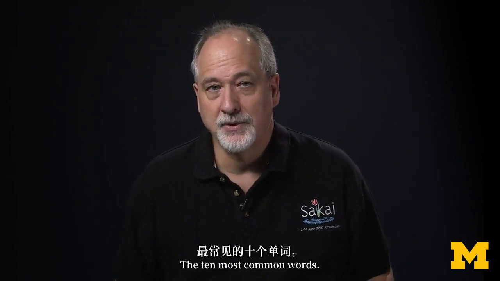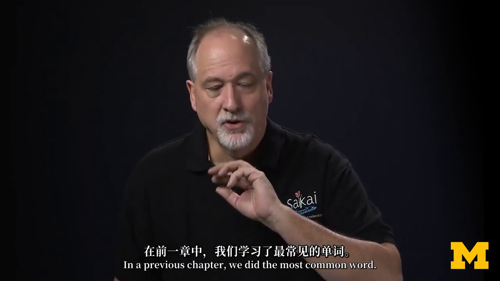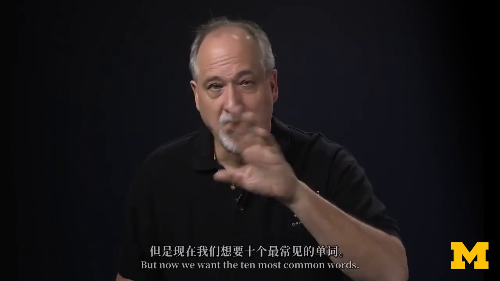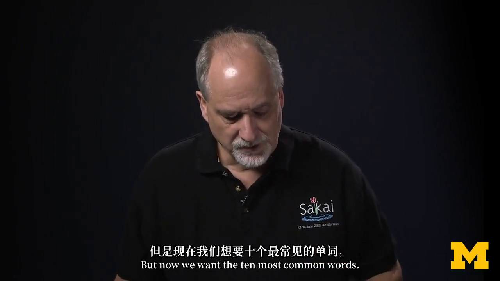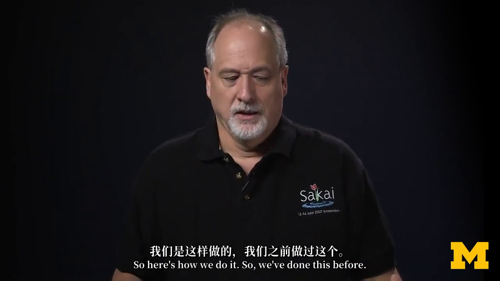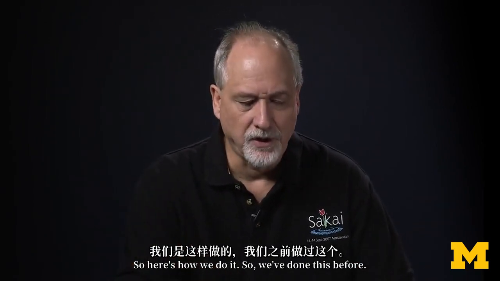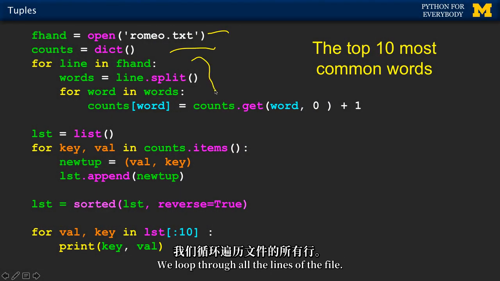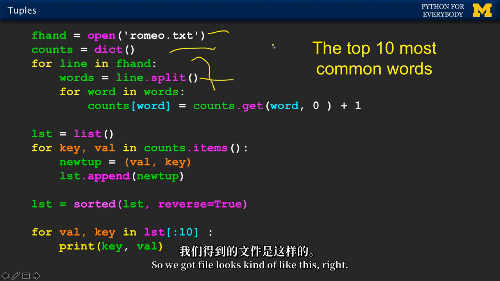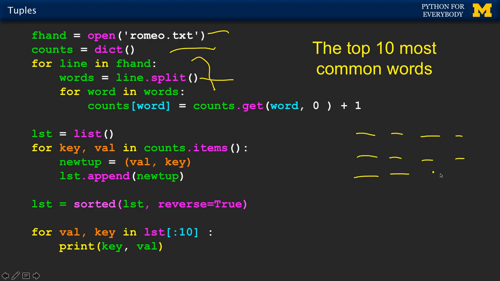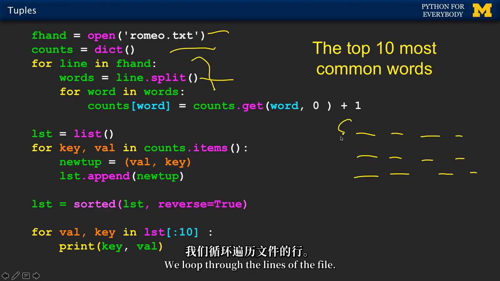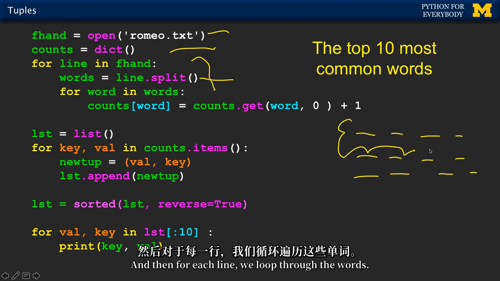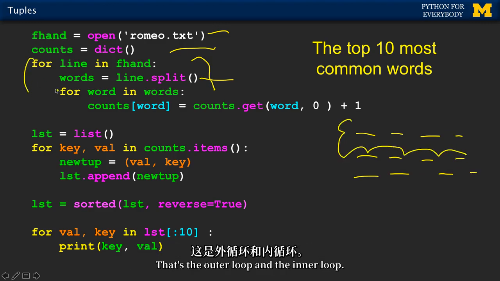The 10 most common words. In the previous chapter, we did the most common word, but now we want the 10 most common words. So here's how we do it. We've done this before. We open a file, we make a dictionary, we loop through all the lines of the file, we split the words in the file, so the file looks kind of like this. We loop through the lines of the file, and then for each line, we loop through the words. That's the outer loop and the inner loop.